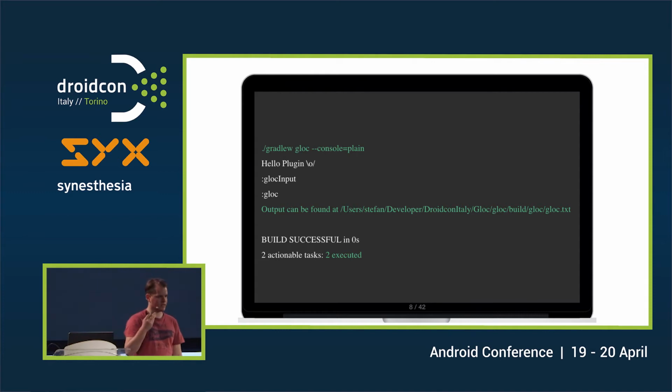So if we run our task for the first time, we say just Gradle wrapper, please run my Glock task. It prints hello plugin, and the task will run, and it creates an output file at a given folder in the build directory somewhere with the lines of code. If we run the task for the second time, and our input and our output haven't changed, it's not needed to run the task again, so it should be up to date.